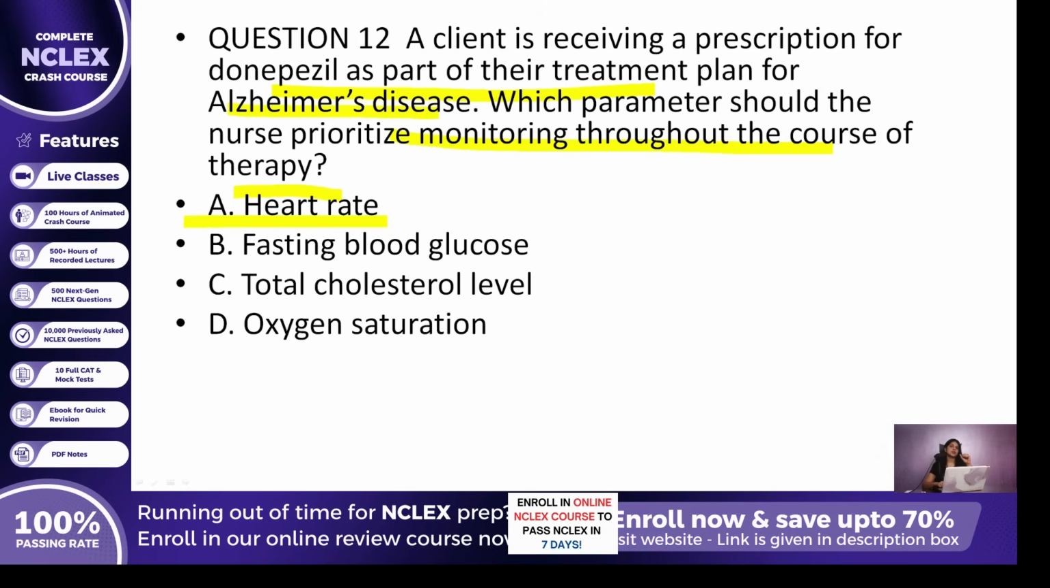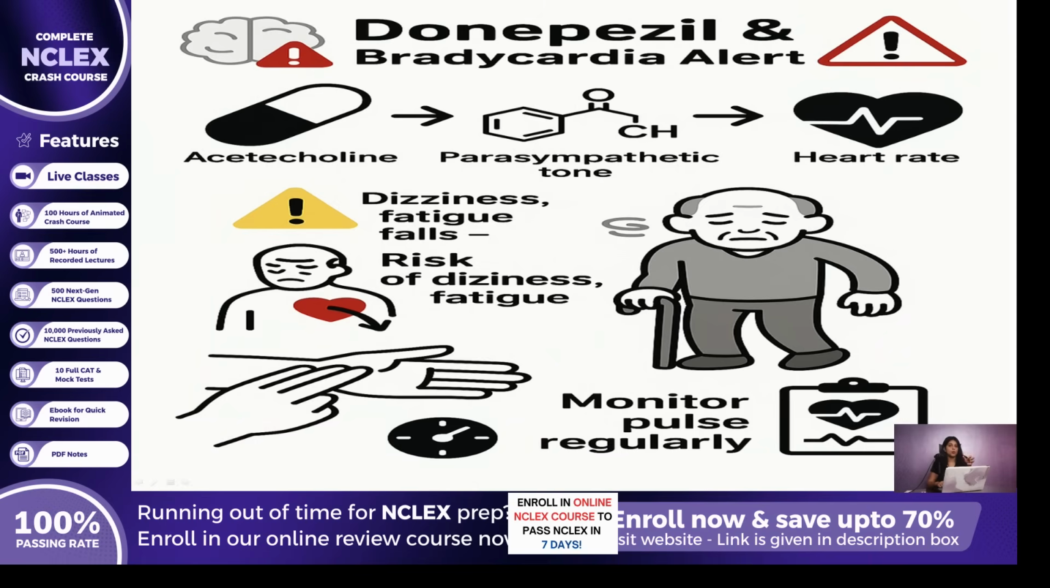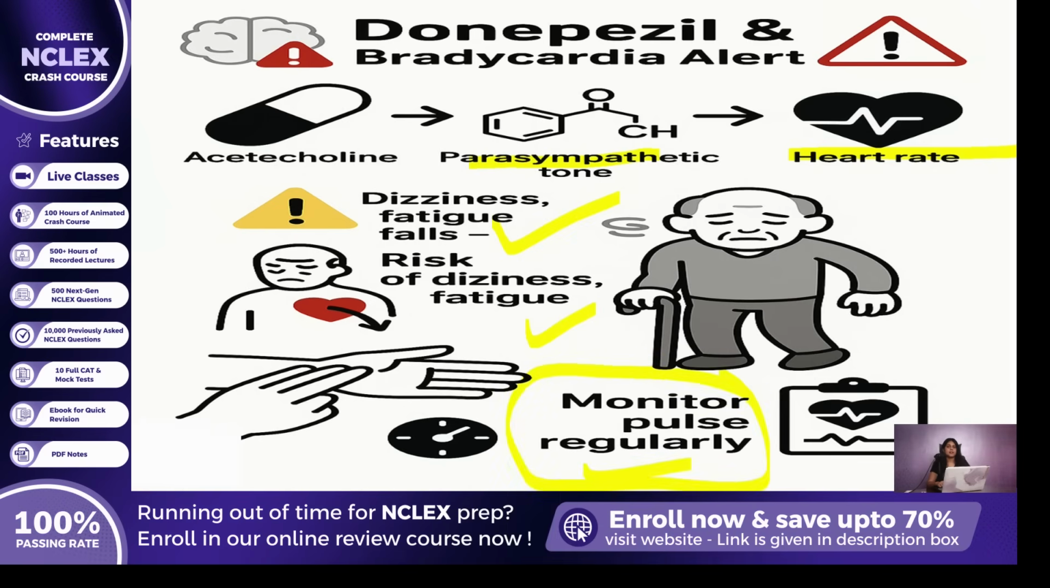Donepezil increases acetylcholine, which enhances parasympathetic tone and may lead to bradycardia. This can result in dizziness, fatigue, or falls, especially in older adults or clients on cardiac medications. Monitoring pulse regularly is essential for early detection and prevention of complications. NCLEX tip: Donepezil equals think bradycardia. Always check the pulse, especially in elderly clients or those with cardiac histories.